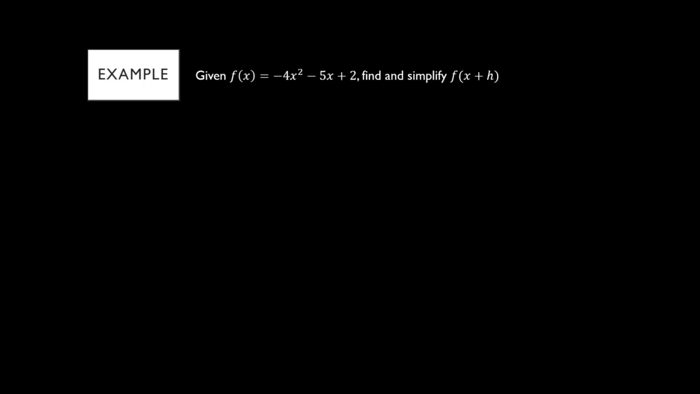Just to help, I'm going to do my little color coding thing that I was doing here, to help us keep track of what we're plugging in. We're plugging in something for x. And so we have negative 4 and then something squared, minus 5 times that something, plus 2. So everywhere we see x, we're going to be replacing it with something else. And that is going to be this x plus h that we're plugging in. Everywhere where I have that orange, we're going to replace it with x plus h.